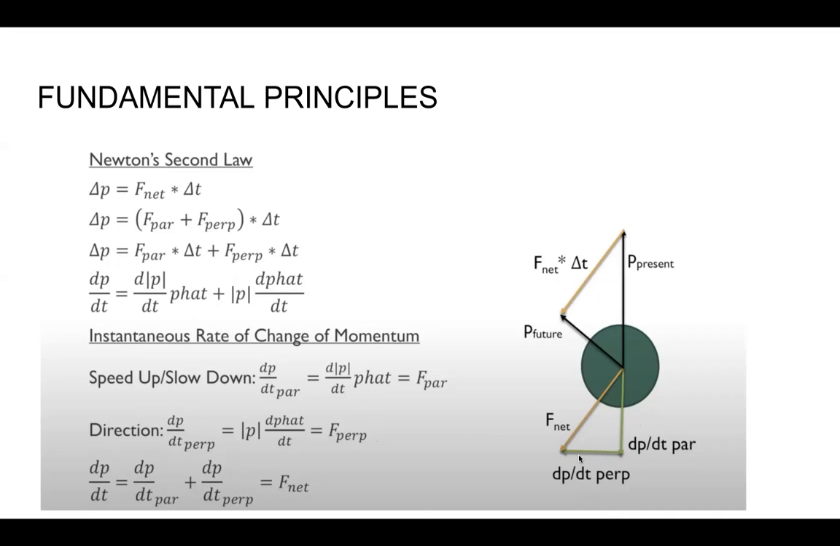Change of momentum is directly proportional to force, as indicated by Newton's second law. So when you add the parallel and perpendicular components, it is equal to dp/dt, and therefore equal to the net force. When you add F net times time to the present momentum, the new momentum can be determined.